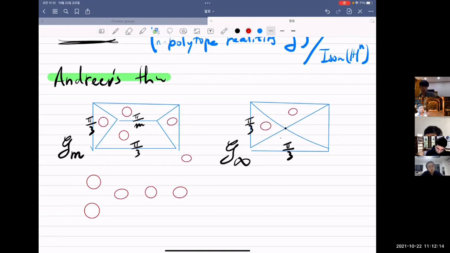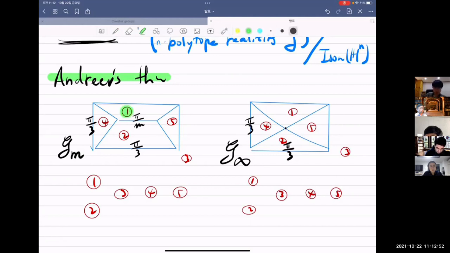Okay, so maybe I'll try to explain. So, for example, here the faces are labeled 1, 2, 3, 4, 5. So if I look at this, this is face 1.